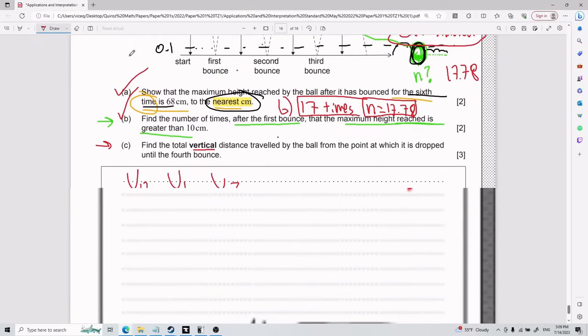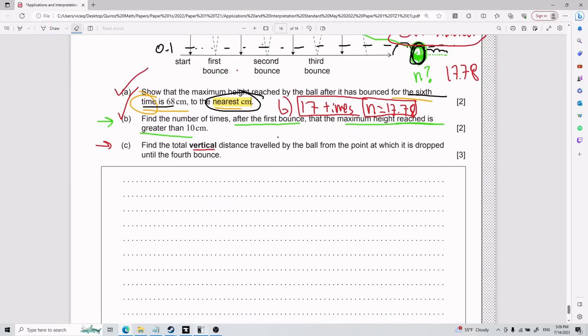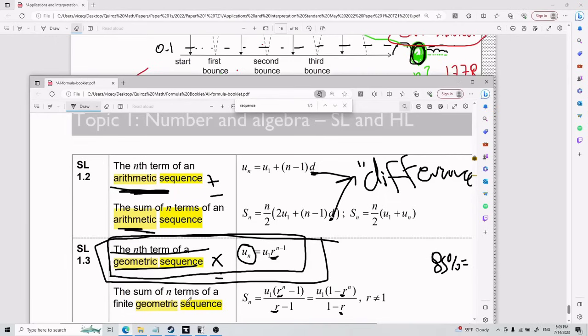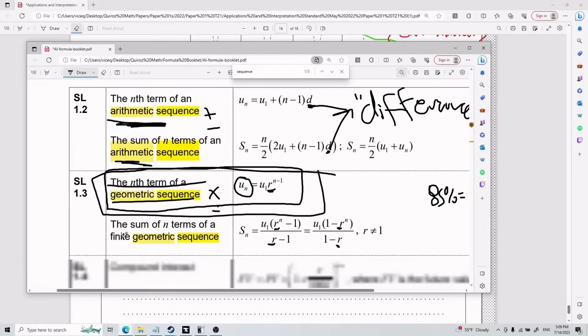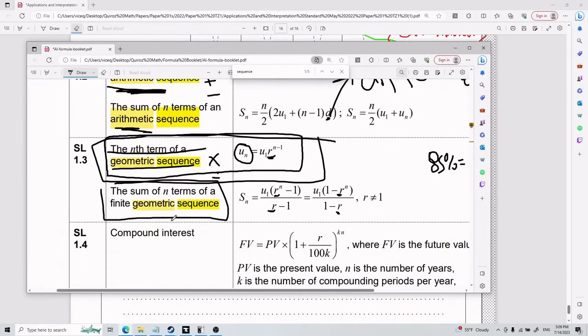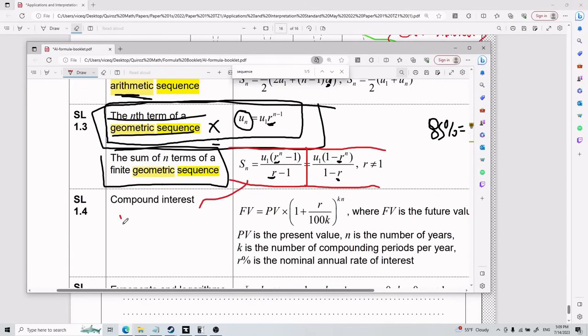And so what I can actually do is use the following formula. I can use the formula over here for the sum of n terms of a finite geometric sequence. Let's take a second and see that I have two equations. I can either use the one on the left or the one on the right. The one on the left, what does it ask for? It asks for u1, r, and n. The one on the right asks for u1, r, and n. So I can use either, okay? It doesn't matter.